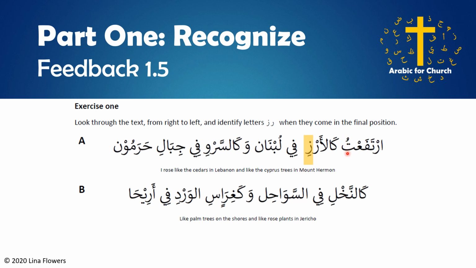So this is a ta, connected. This one is Zai, with a dot on top. I've highlighted this one. And then for the rest of the sentence, we haven't learned any of these letters in the final position. Now moving on to B. So far, we don't know any of these, but we know this one, that's a dal from 1.4, and this is an alif connected. I'm going to read these out for you and see if you can recognize any of the consonant sounds when they come in the final position.